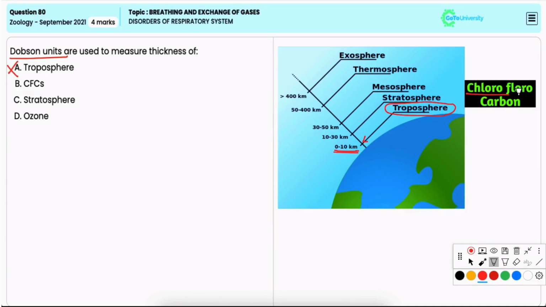Option B, CFCs. CFCs, that is chlorofluorocarbons, are measured in parts per million or other concentration units, but not Dobson units. Hence, it is also incorrect.